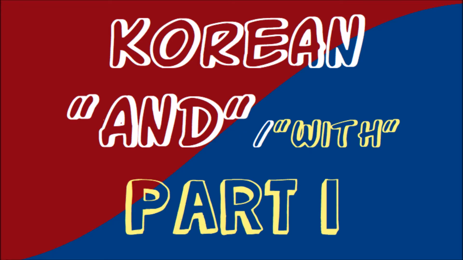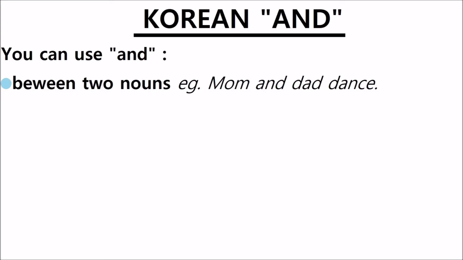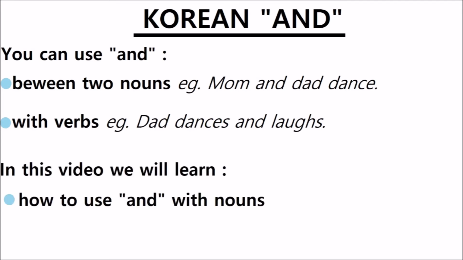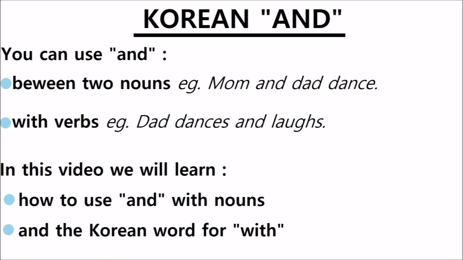Learn the Korean word for and. Or should I say words for and. In Korean, there are two types of and. There's a type that goes between two nouns, and there's a type that goes between two verbs. In this lesson, we'll learn about the type that goes between two nouns. And we'll also learn the Korean word for with, because that ties in very nicely.